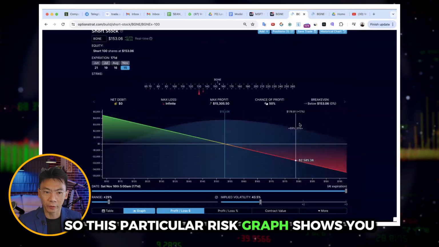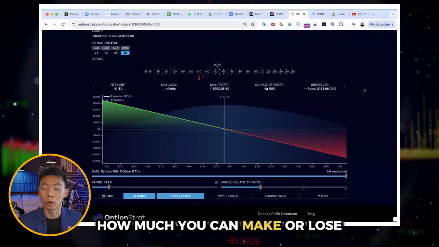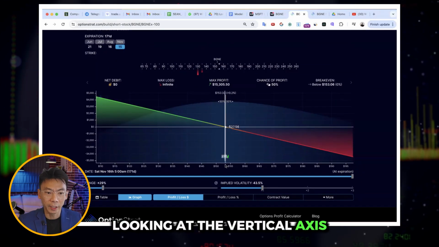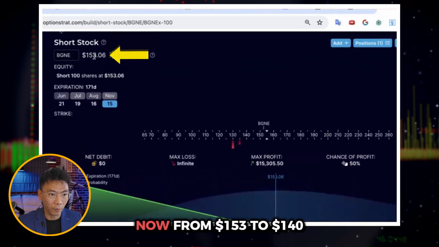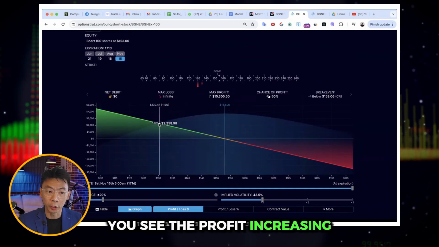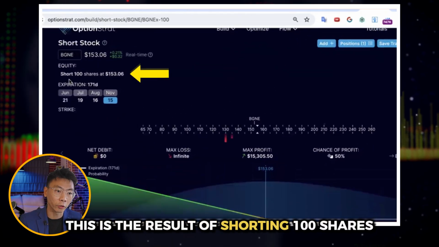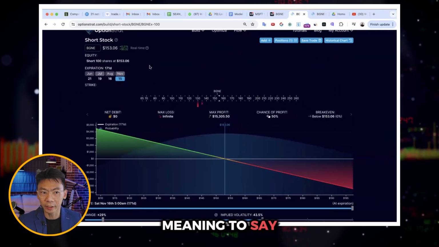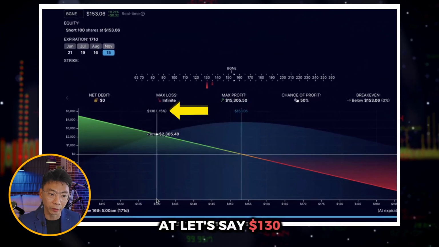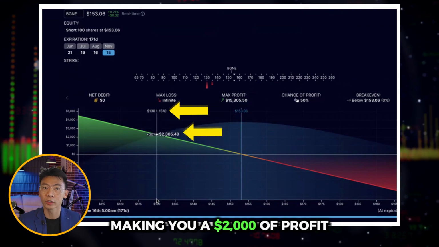This particular risk graph shows you how much you can make or lose when the share price goes up or down. Looking at the vertical axis, as the share price goes down, now from $153 to $140, you see the profit increasing. This is the result of shorting 100 shares. Meaning to say you buy the shares at 153 and you can purchase them back at, let's say, 130, making you a $2,000 of profit.